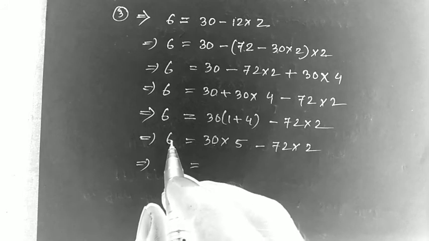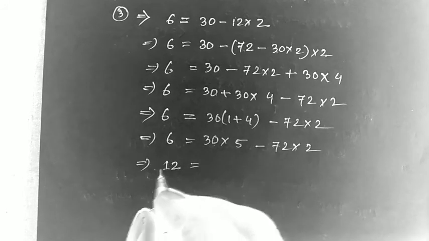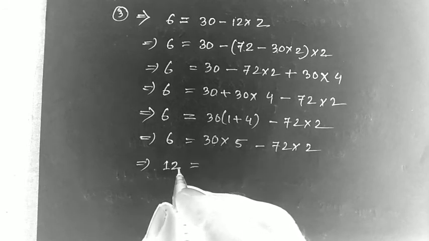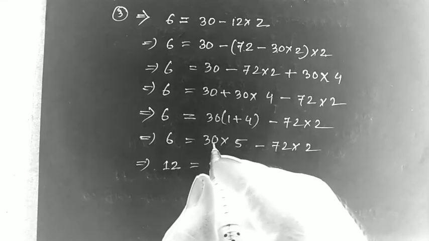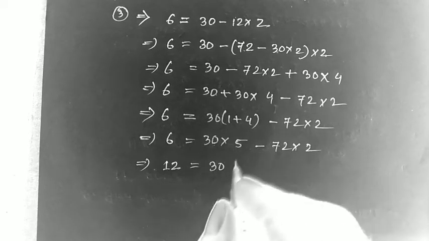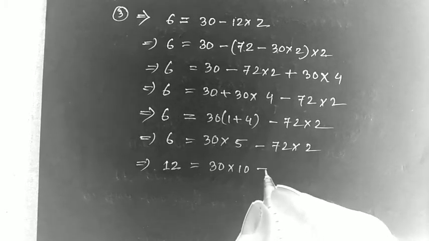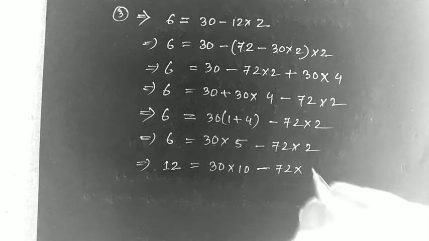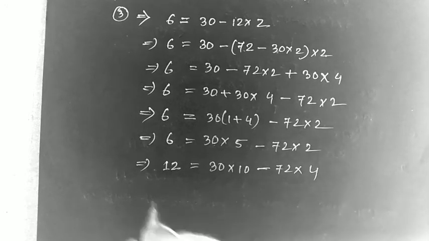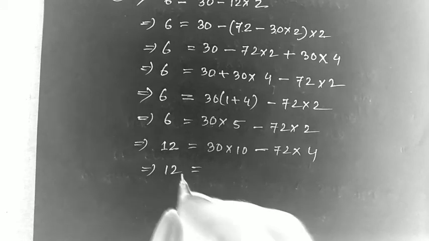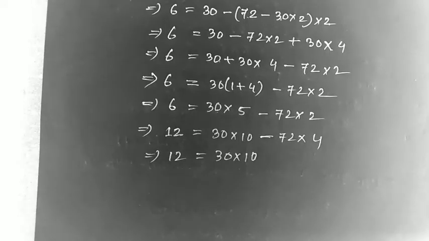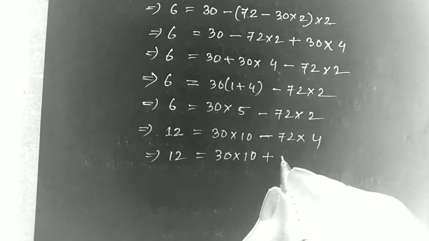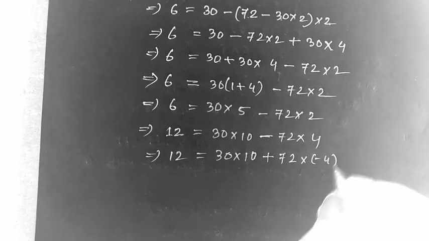Okay. Now see, this term contains 30, so we can write it together: 30 into 4 and minus 72 into 2. Now see, here 30 is common, so 1 plus 4 gives 5, and 6 is 30 into 5 minus 72 into 2. Since in the given equation we have 12 and here we have 6, we need to change this.